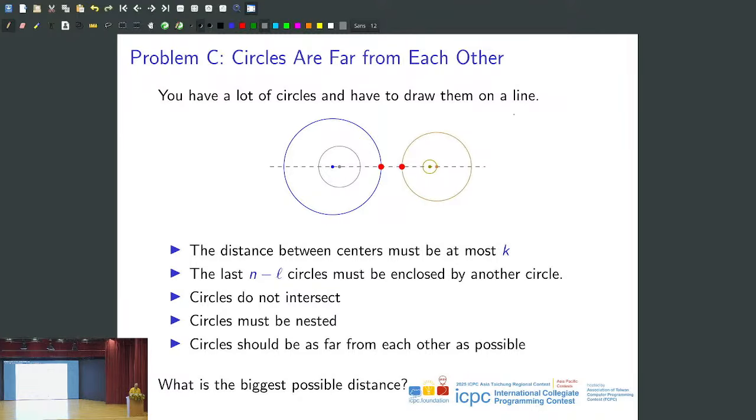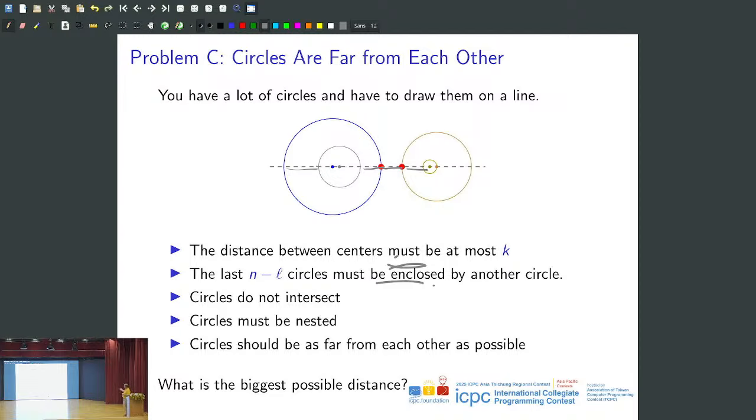Here, you should put circles on a line, and the line and the centers should not be too far away, so there's some constraint. But you're allowed to put the circles inside each other. And what you should optimize is this distance between circles, right? So here, this distance, this, and this. The maximum distance of points between circles should be minimized, and you should pack all circles, and you have a lot of circles.